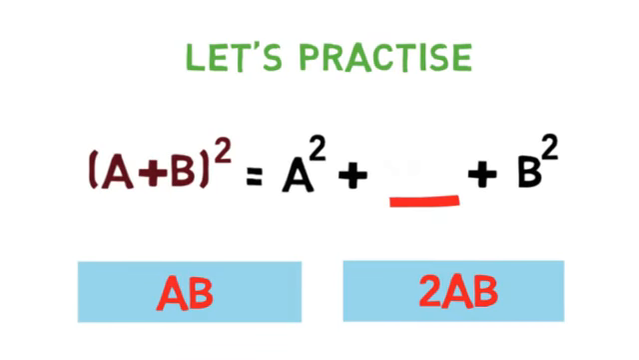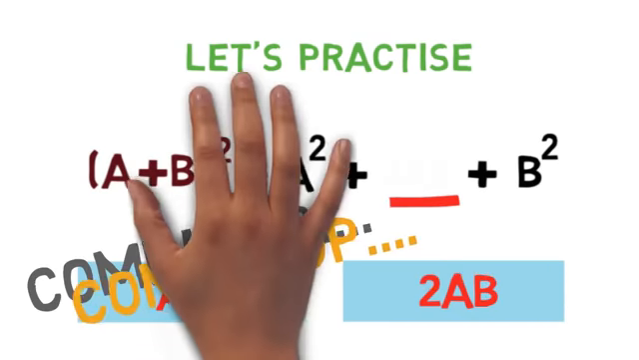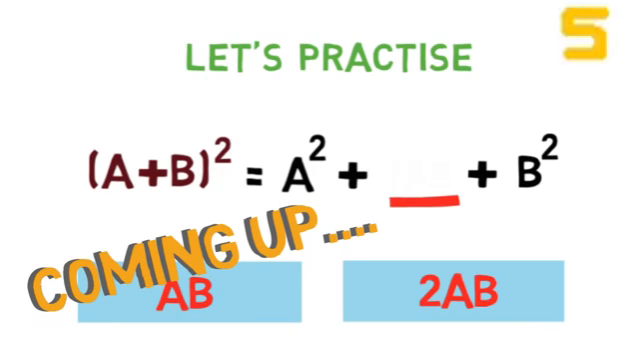You have two options. The first one is AB, the second option is 2AB. If you could figure out the result is 2AB, excellent.